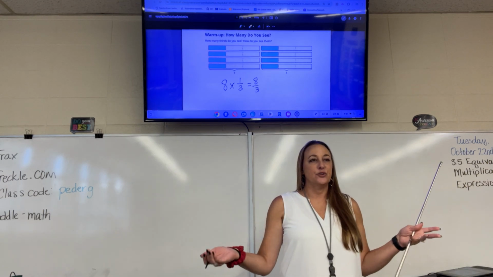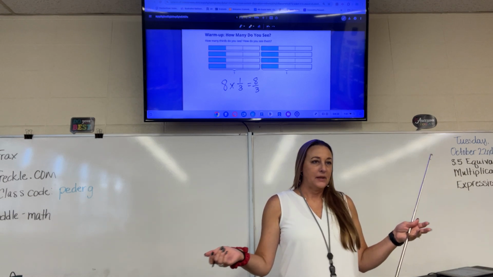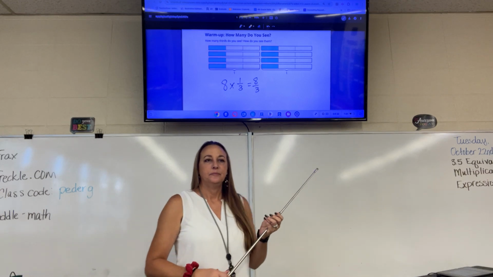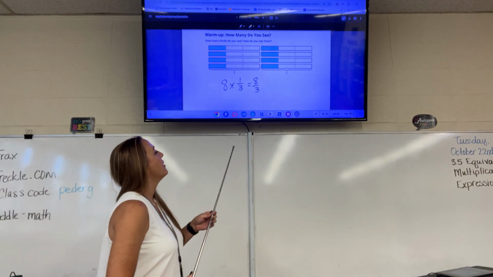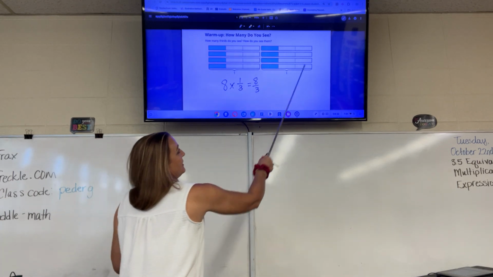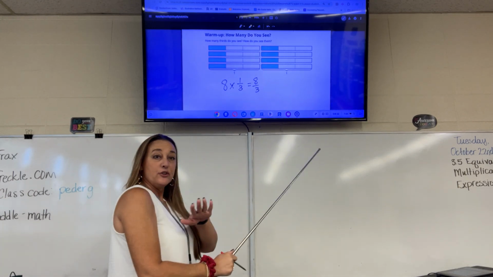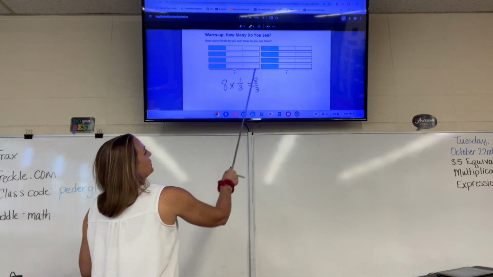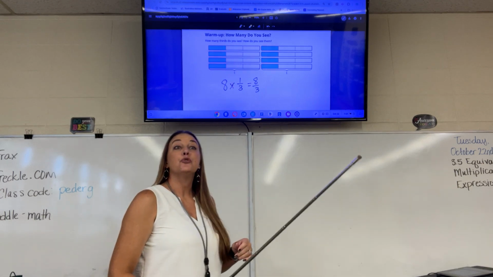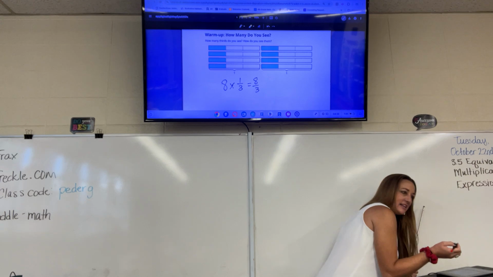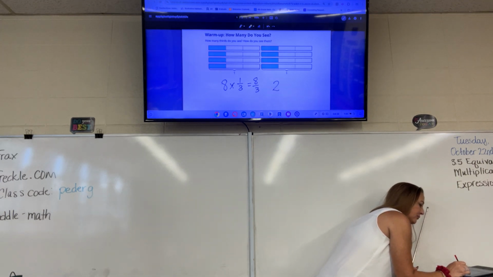So how many thirds do you see total? 8. 8 thirds. And how do you see them? Like how many groups? I see there's 2 rows of 1/3. 2 rows. So 2 groups, right? I see 8 thirds total, but in 2 groups. So how many thirds are in this group? 4. So 2 groups of 4 thirds equals 8 thirds. Yes. Does that make sense? That's another way to do it. 2 groups of 4 thirds gives you 8 thirds.